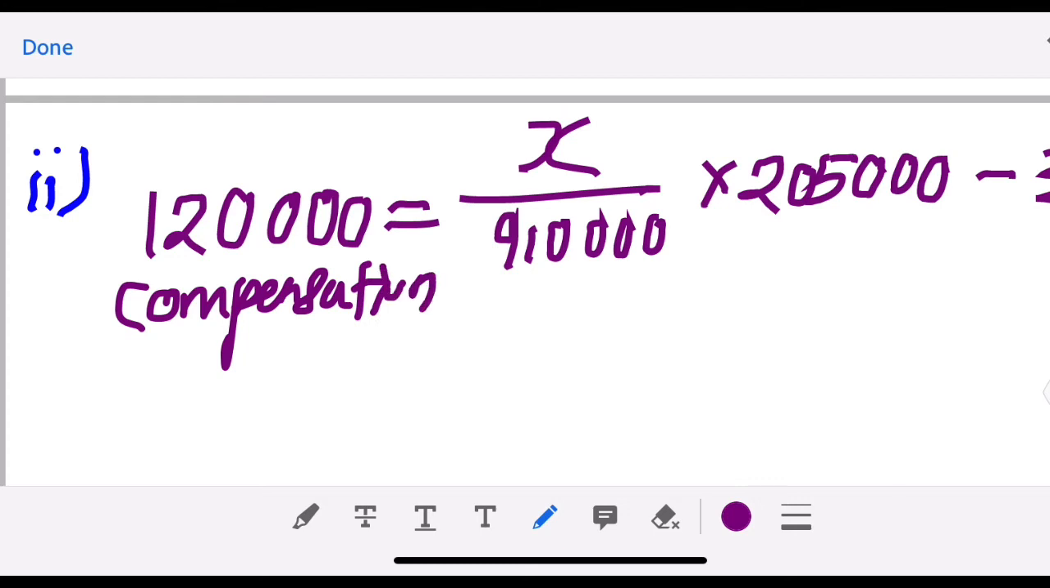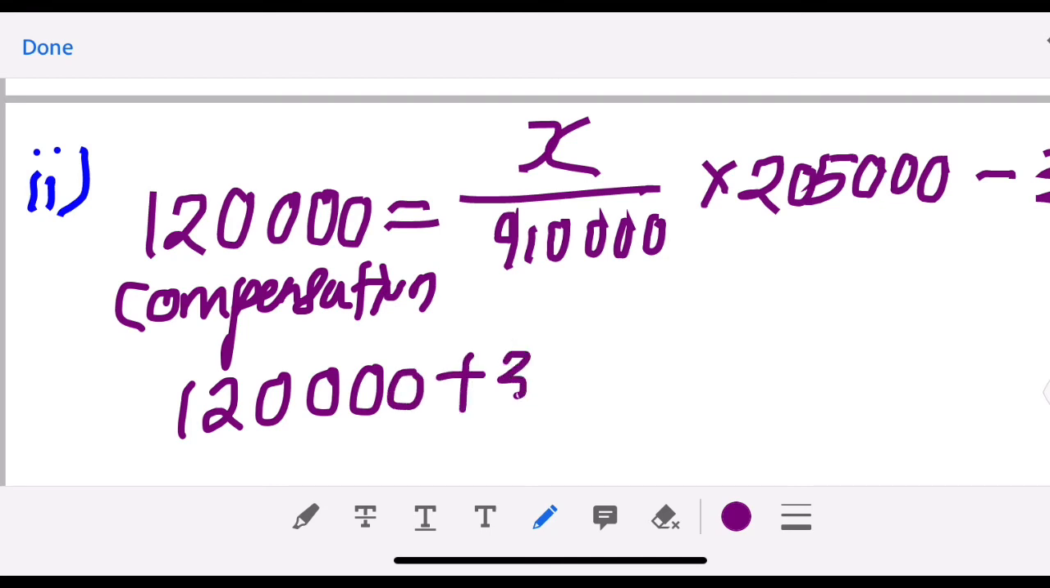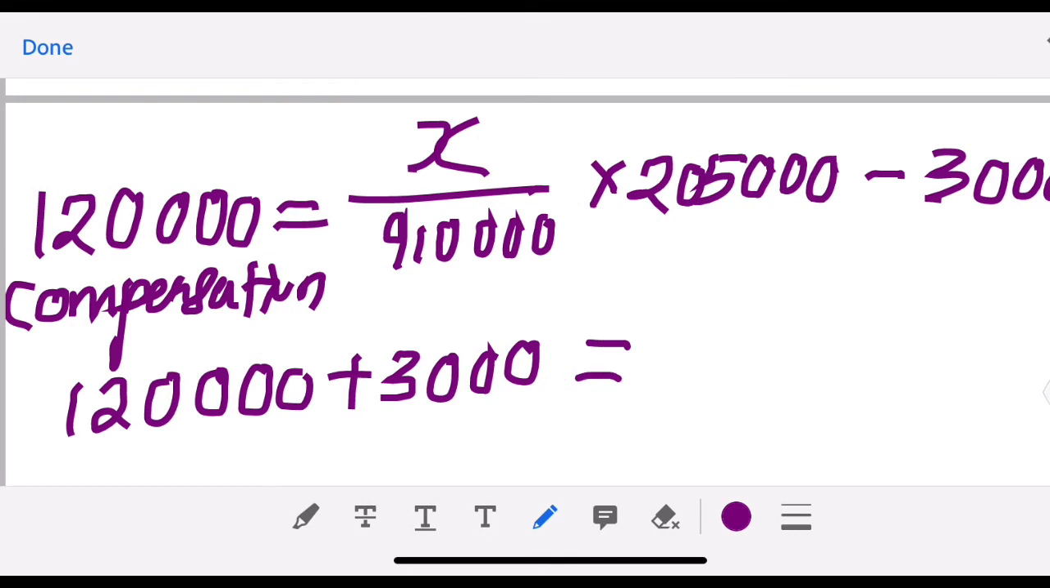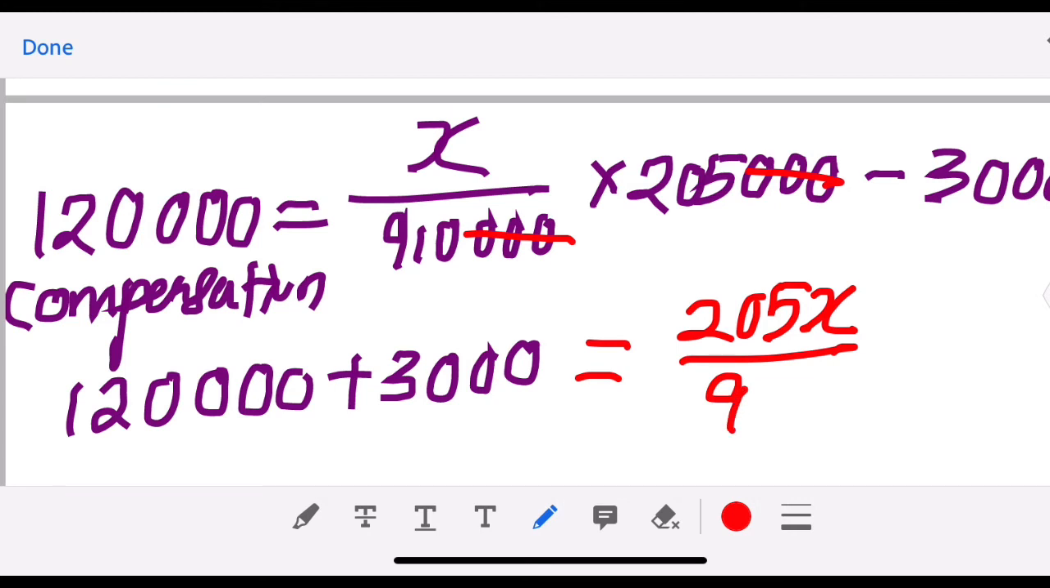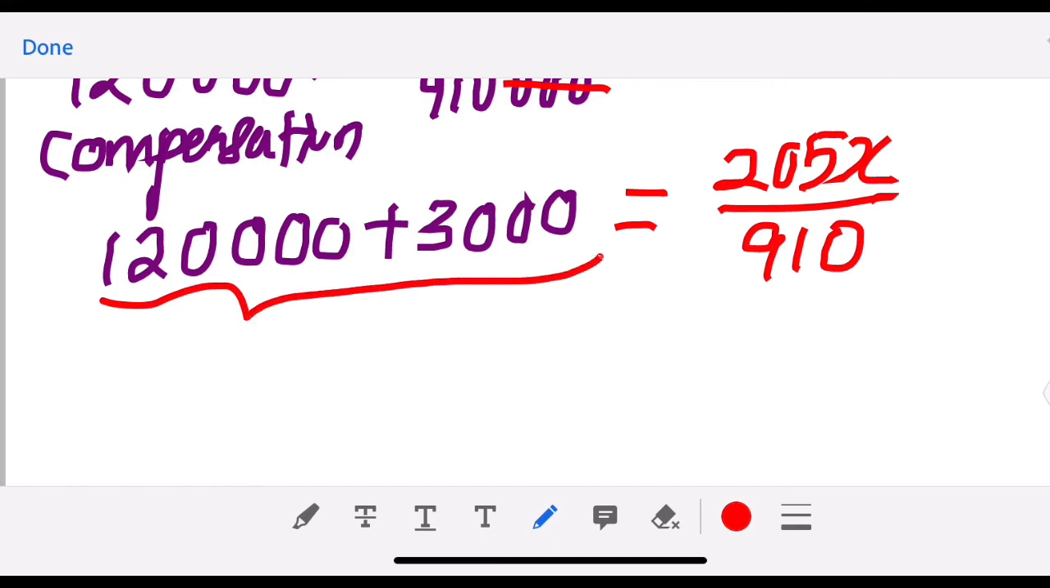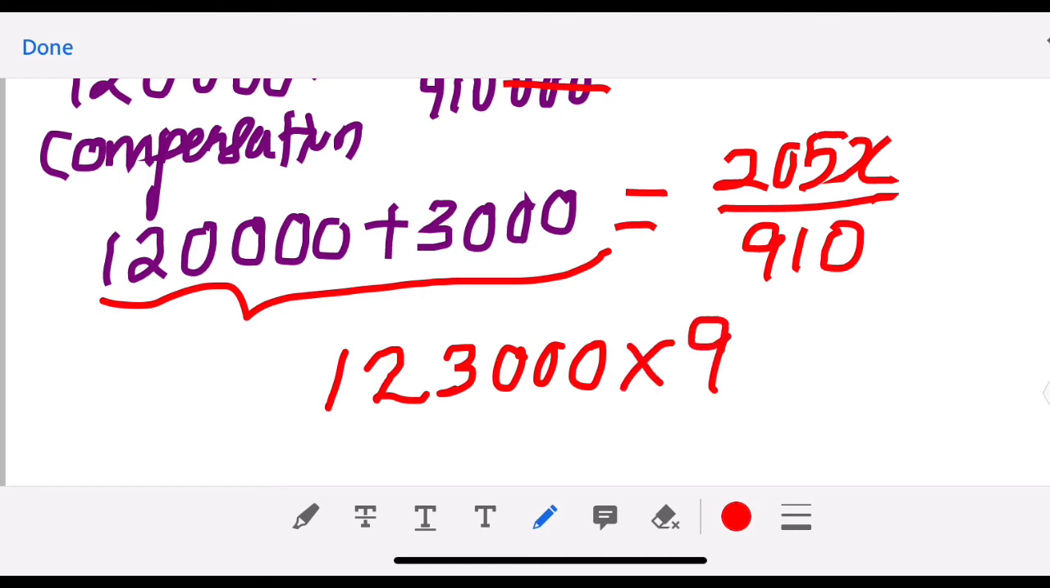Now we need to solve this equation. So it will be 120,000 plus the 3,000, which is the deductible amount, is equal to, let's cancel out the 0, so we can cancel out like this, 205x divided by 910, right? So now we just add these two, 123,000. We need to cross multiply with 910 and divide by 205, right?